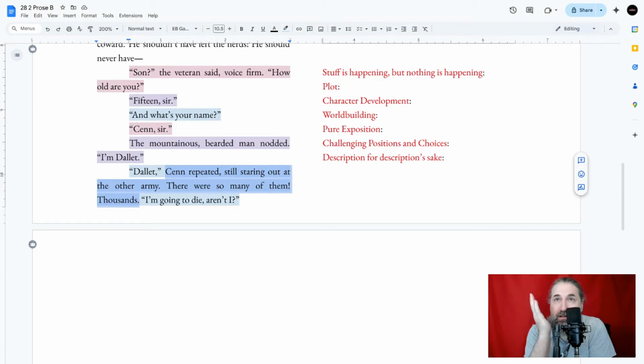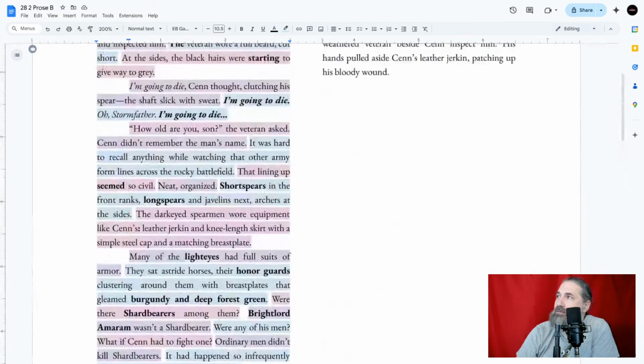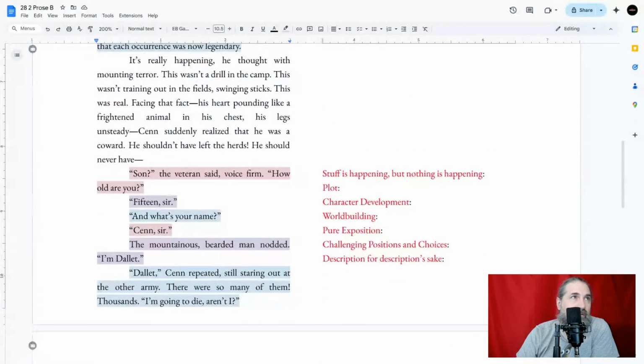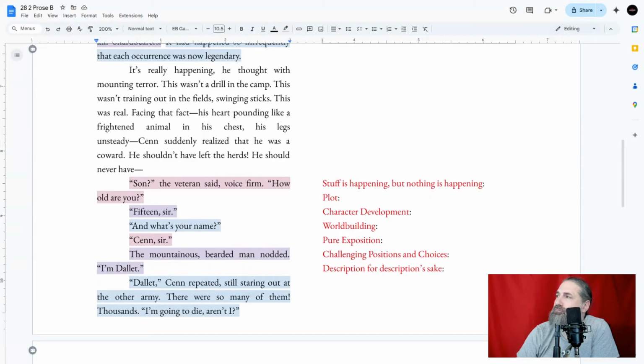Sen repeated, still staring at the other army. There were so many of them. Exclamation, because this is from his POV. He is experiencing this. Thousands. And then he says out loud, which logically pushes him to be like, I'm going to die, aren't I? Because he's going to be in a big battle. This is a great setup, a great opening page.